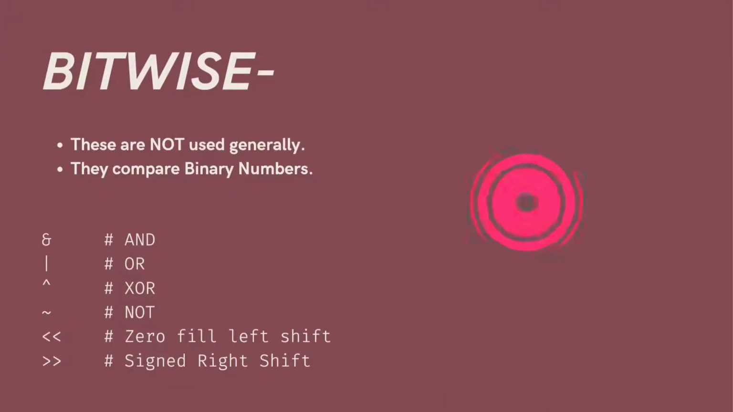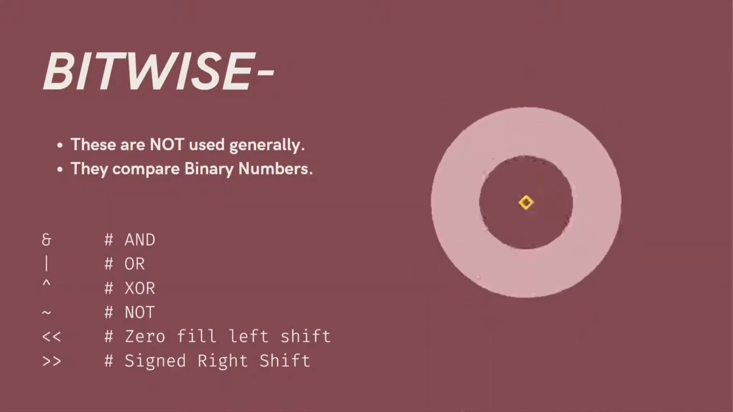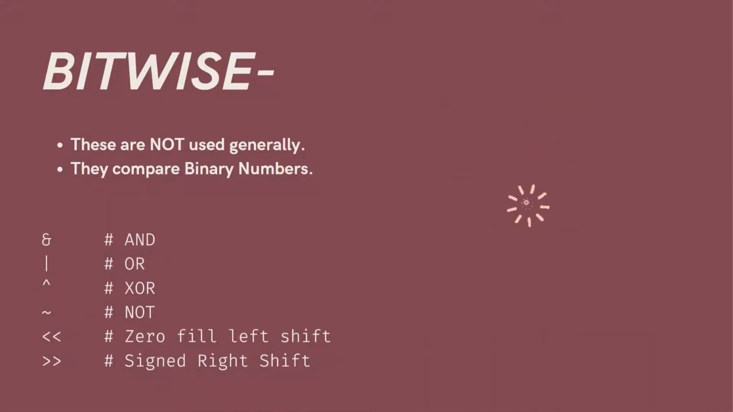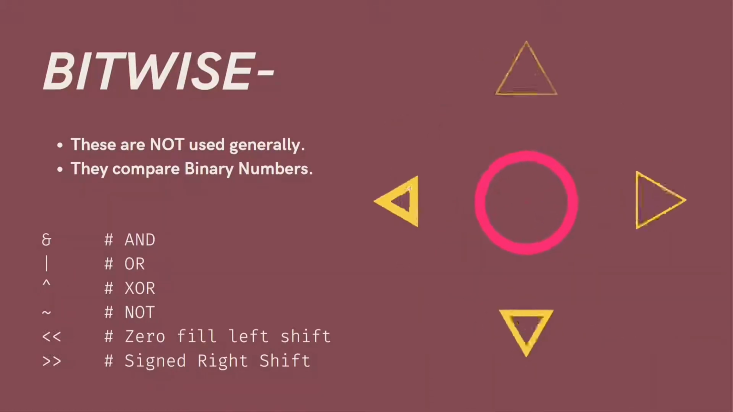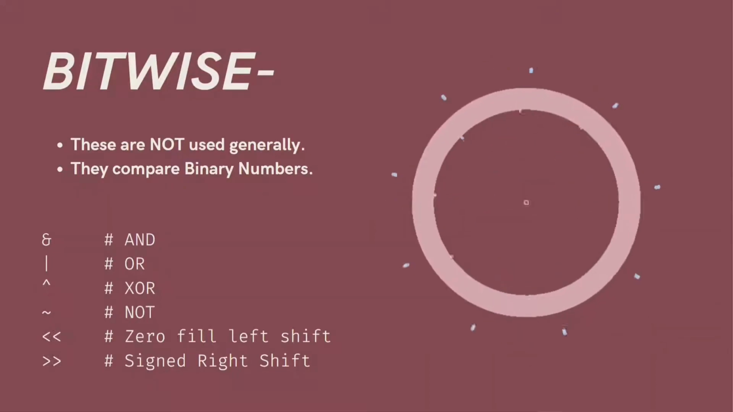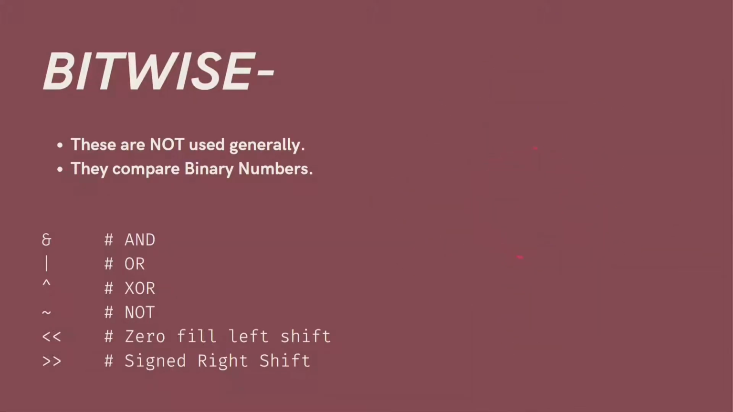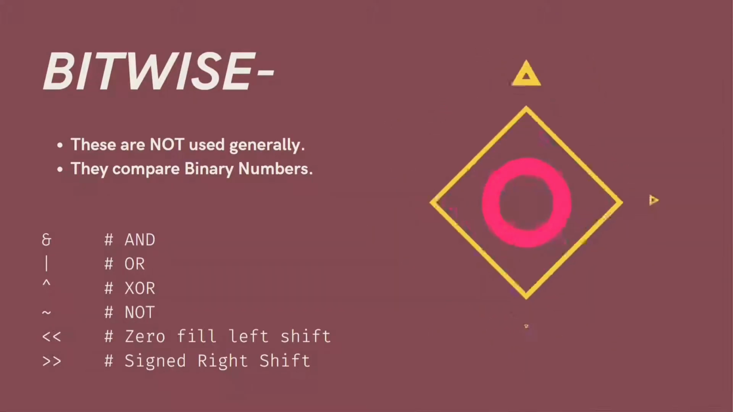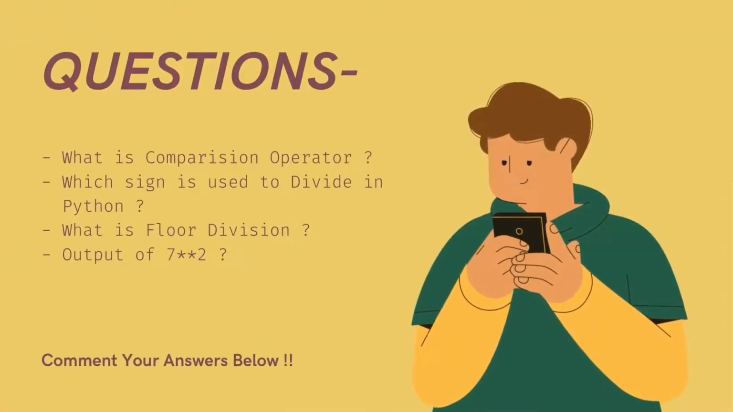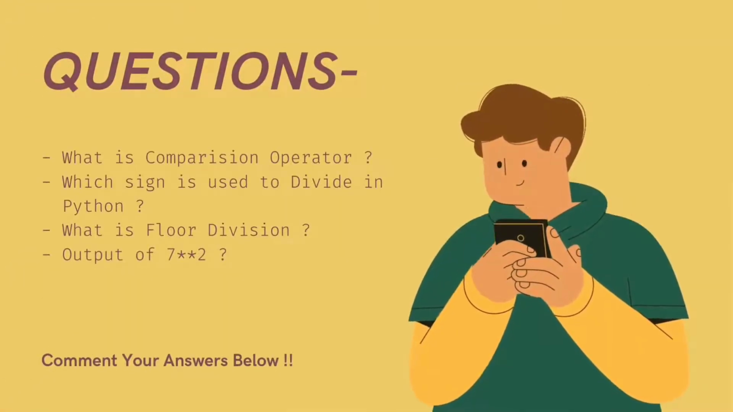Let us look at bitwise operators, and these are the last. These are not used generally. They compare binary numbers. We don't normally use them. There is and, or, not, xor, and others, but we do not usually use them. So you should not put a lot of emphasis on them, but you should learn them.